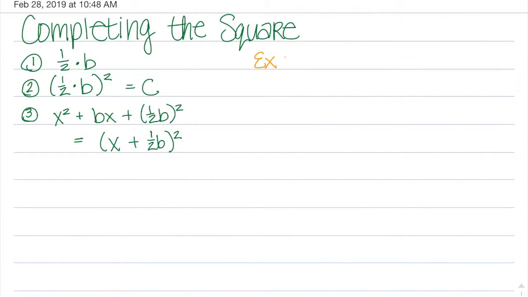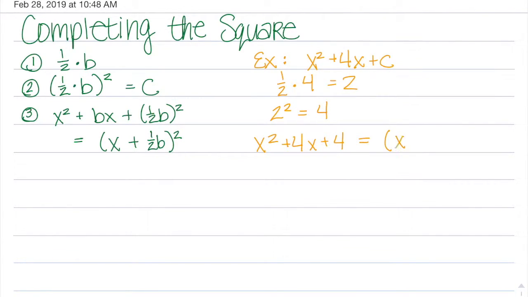Okay, let's try an example really quick. If I have x squared plus 4x plus c, I want to take 1/2 times 4, which is 2. 2 squared is 4. Then my new equation would be x squared plus 4x plus 4, which would factor to x plus 2 squared.